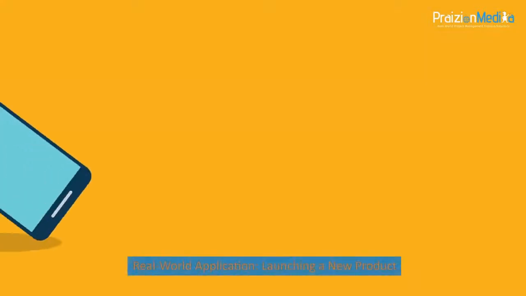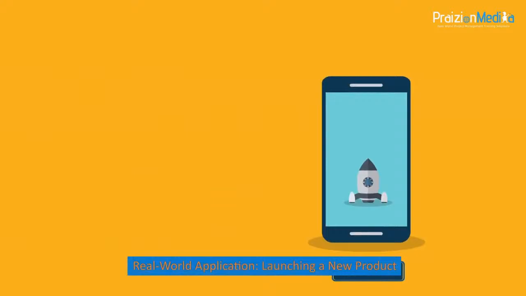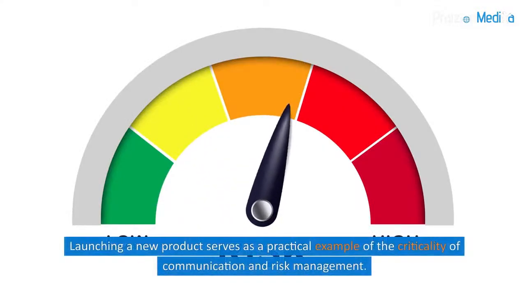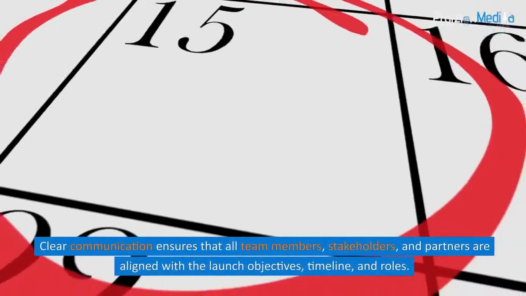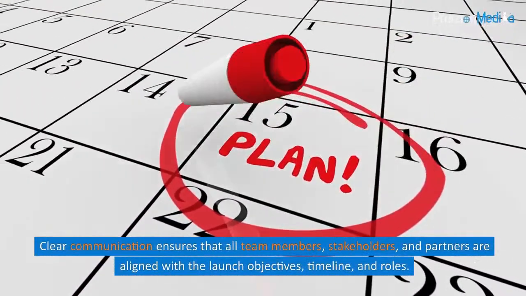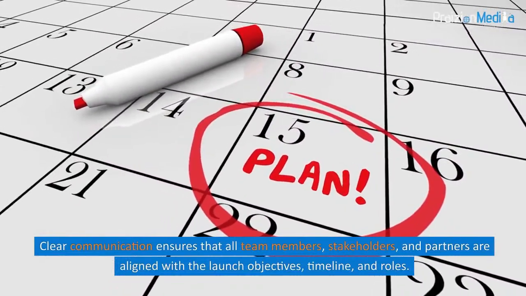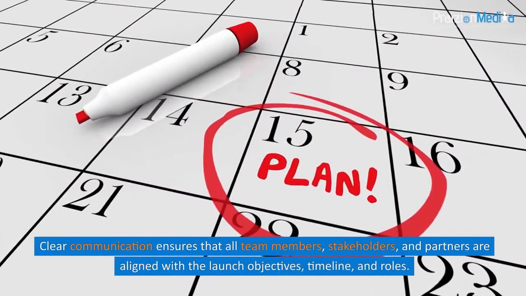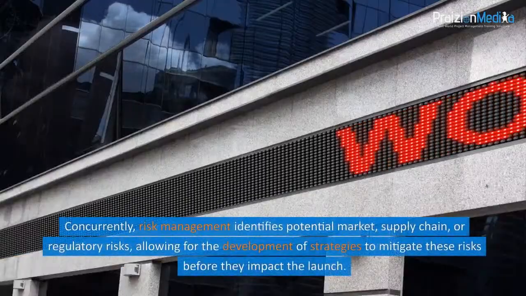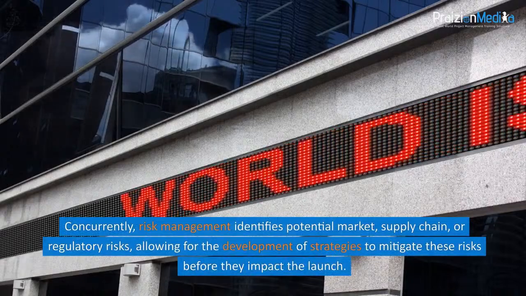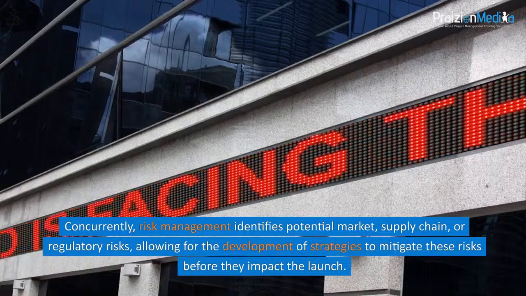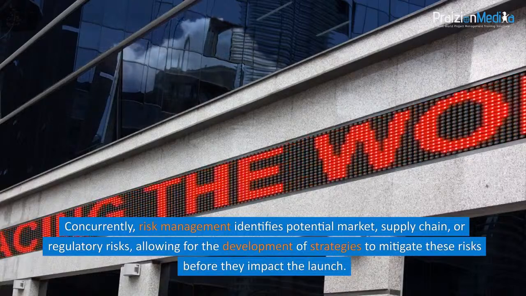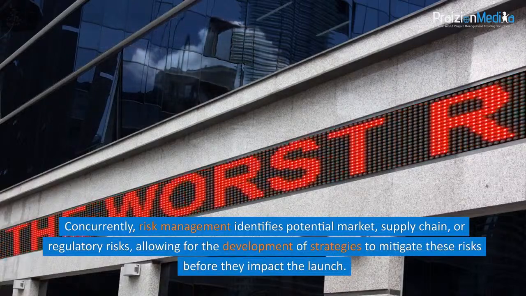manner. Real-world application. Launching a new product. Launching a new product serves as a practical example of the criticality of communication and risk management. Clear communication ensures that all team members, stakeholders, and partners are aligned with the launch objectives, timeline, and roles. Concurrently, risk management identifies potential market, supply chain, or regulatory risks, allowing for the development of strategies to mitigate these risks before they impact the launch.